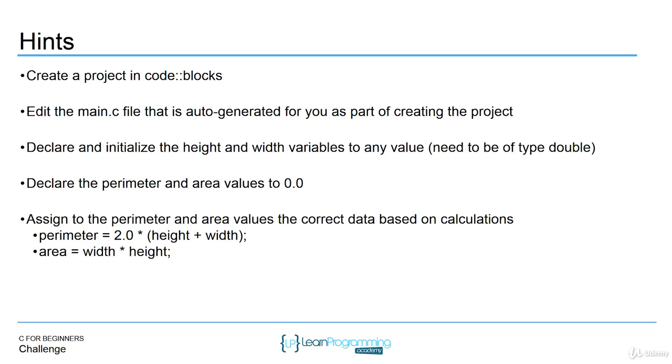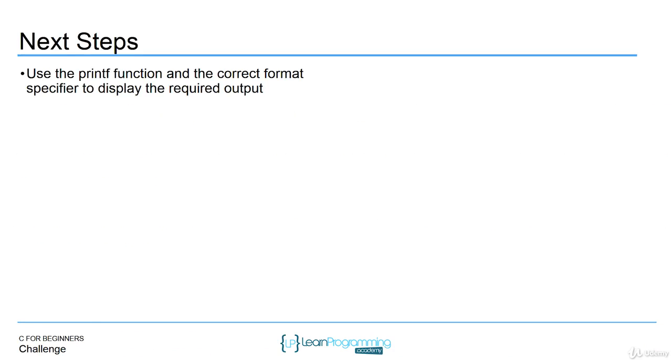After we've done those calculations, you then want to display the value of the two variables, perimeter and area, and also height and width you should display as well. So you're going to need to use the printf function, and you're going to have to use the correct format specifier to display the required output. Format specifier for doubles, I mentioned, is %f, so you want to use that. You can play around with it as well and use something like %.2f to see how the precision changes for the number of decimal points. And again, use meaningful names for everything.